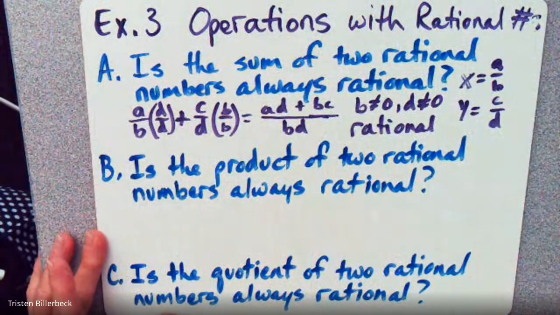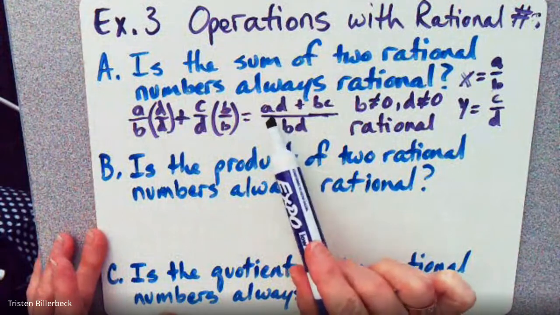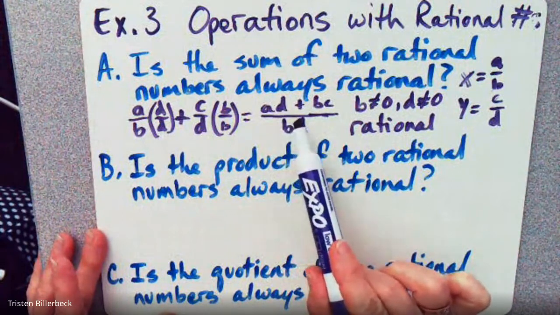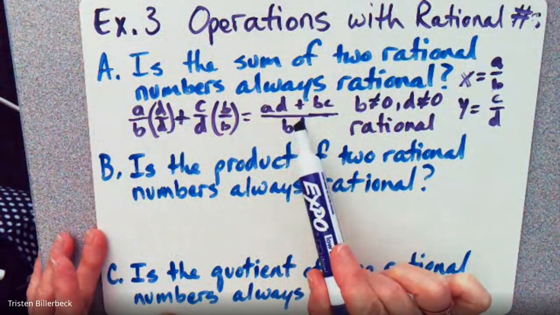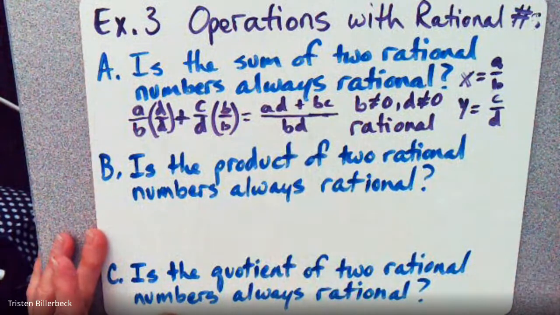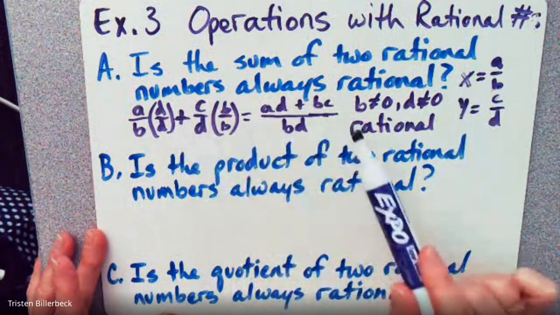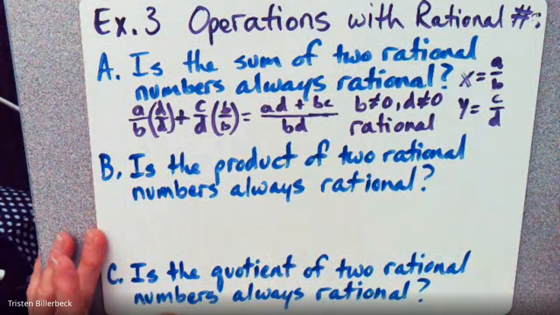Now remember, integers can be negative or positive. So that could be very similar to taking the difference of two integers. So in this case, we've also proven the difference of two rational numbers is always rational.